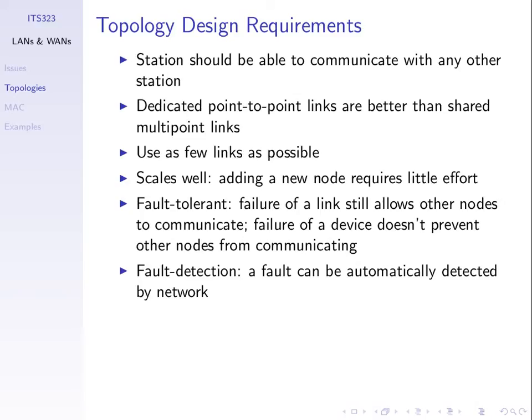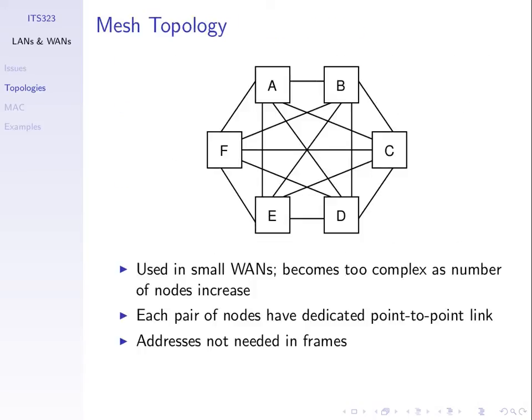So keep in mind these requirements of what we'd like to achieve, and we'll go through 4 or 5 different topologies which are common. First is a mesh topology. The example picture gives us 6 nodes, A through to F, and in a mesh topology, we connect each of those nodes to every other node via a point-to-point link.